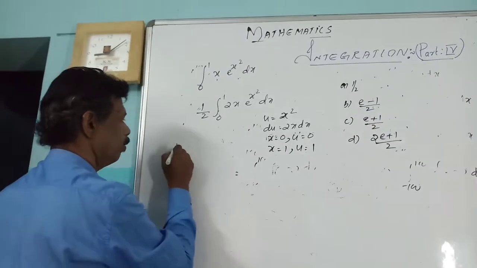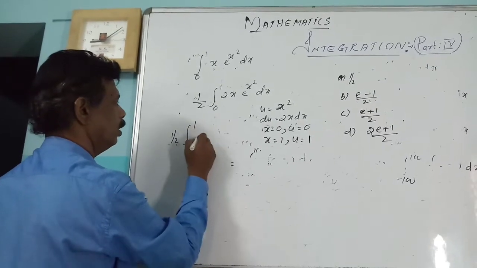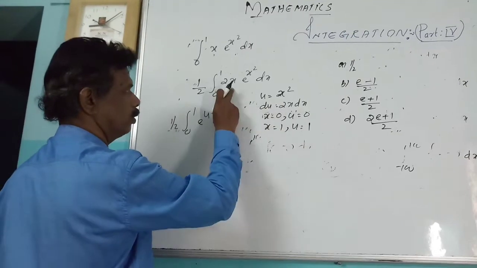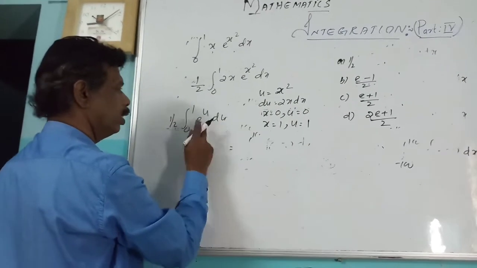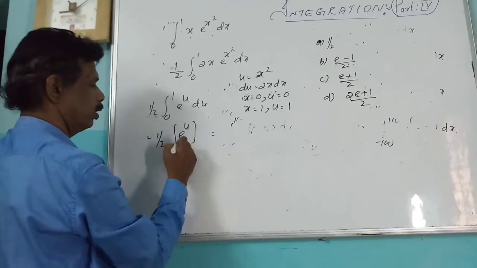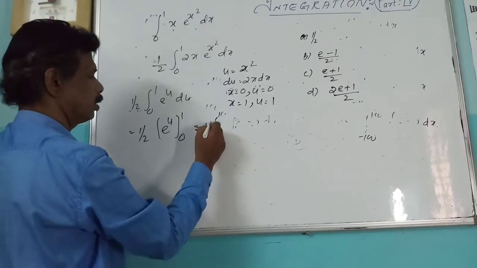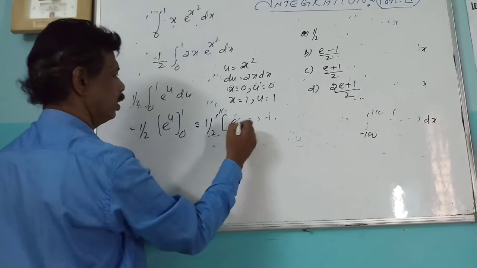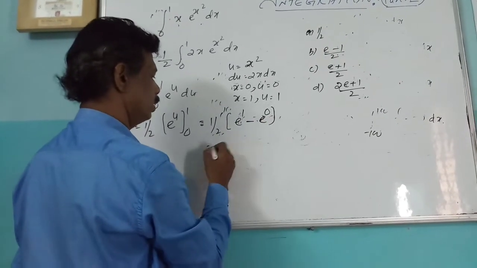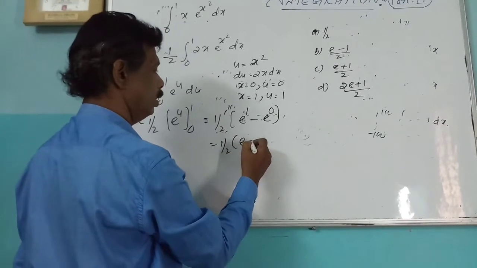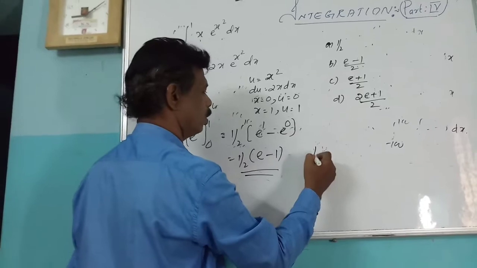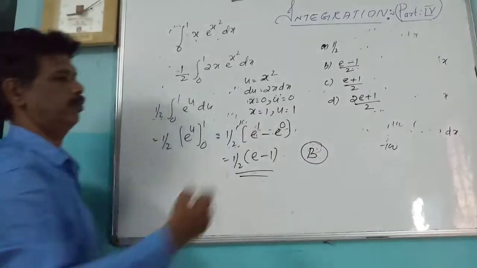So half into integral 0 to 1 e raised to u du. Half into 2x dx means du, e raised to u du. Integral of e raised to u equals e raised to u. Then apply the limit 0 to 1, that is half into upper limit e raised to 1 minus lower limit e raised to 0. That is half into e raised to 1, which means e, minus e raised to 0, which equals 1. That is e minus 1 by 2, our option is b.